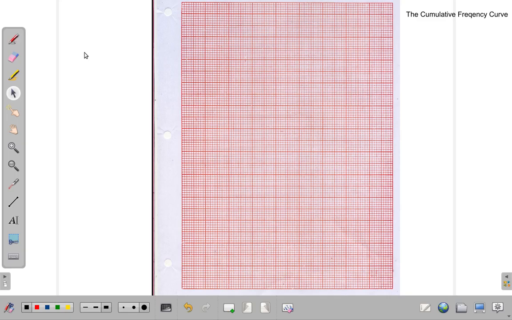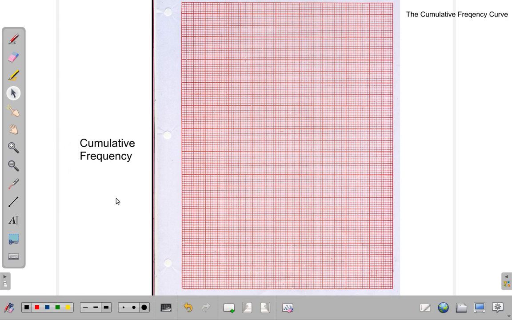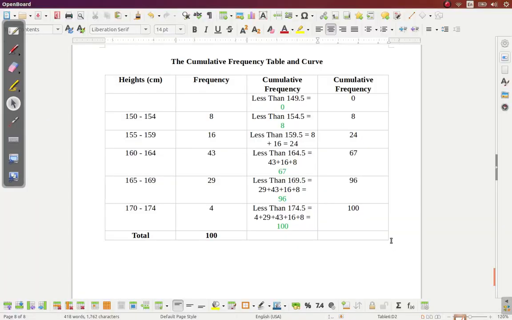Now let's look at our graph. This is our graph paper, and we want to include our cumulative frequency numbers on the vertical axis. So let me just write this. I'll label this axis cumulative frequency. Let me make it a little larger. Alright, I'll label this axis cumulative frequency. Let's take care of this axis at first. What were the numbers again? 0 to 100.